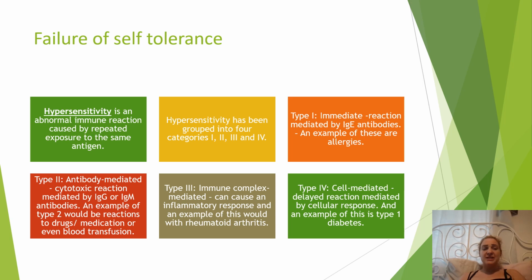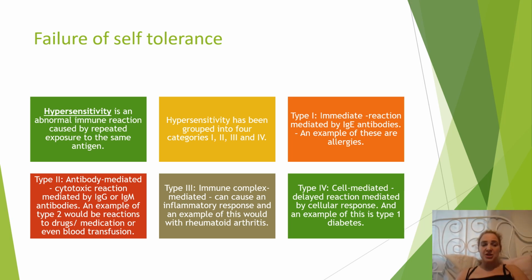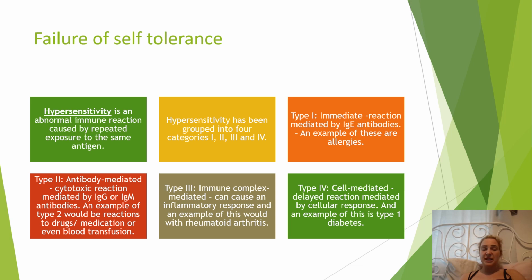Type 2. An example of a type 2 reaction would be a reaction to drugs, medication, or even a blood transfusion. Type 3. Immune complex. This can be caused by an inflammatory response, and an example of this would be rheumatoid arthritis. Type 4. Cell-mediated. An example of this is type 1 diabetes.